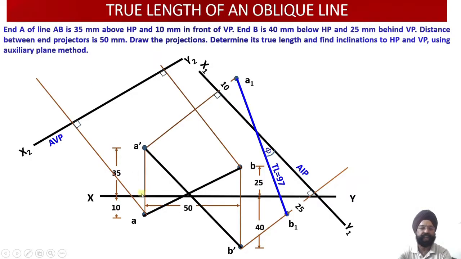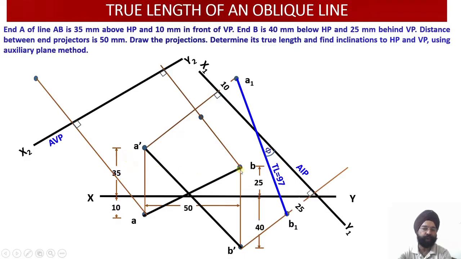Now what are the coordinates of the elevation of the ends A and B? End A lies 35 millimeter above the horizontal plane. Above the horizontal plane means positive. You see, 35 mm above HP. So this is the locus line for the projector A. From here, I will mark 35 millimeter positive, above the plane or ahead of the plane. So just see, this is my point A2 dash.